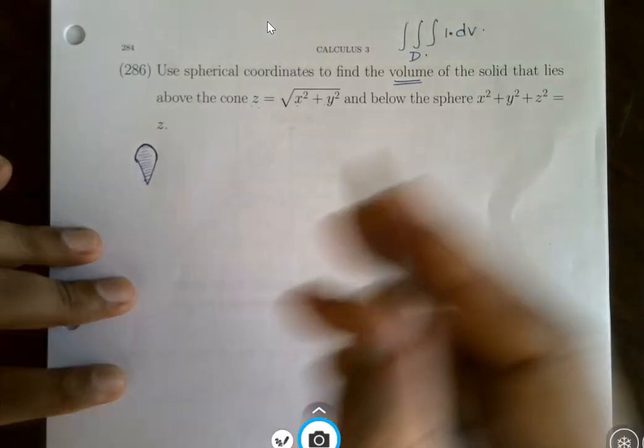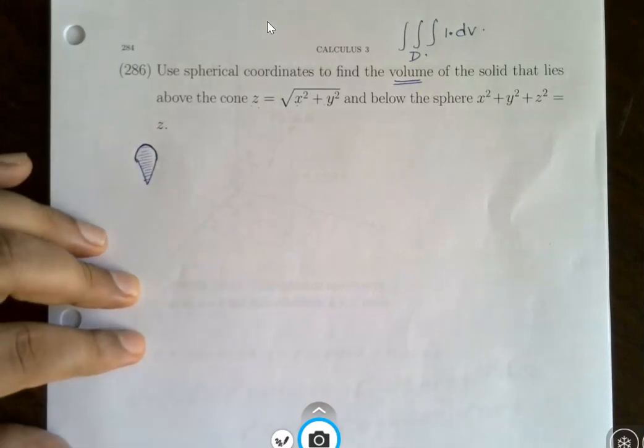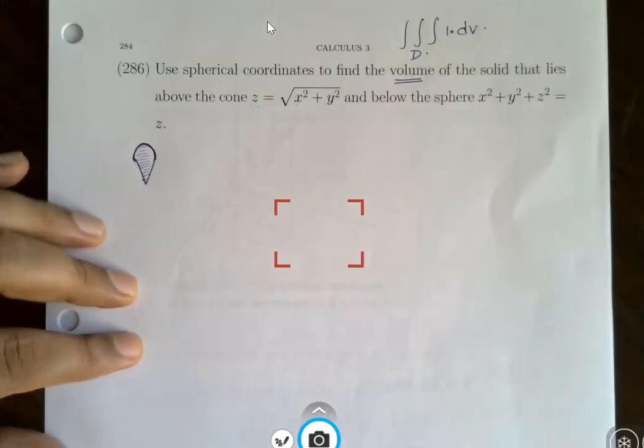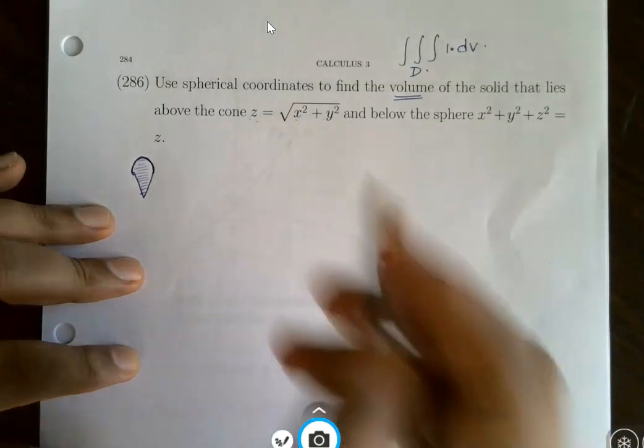Okay, so let's look at it. Is it focused enough? Let me see. Okay, that's focused enough.